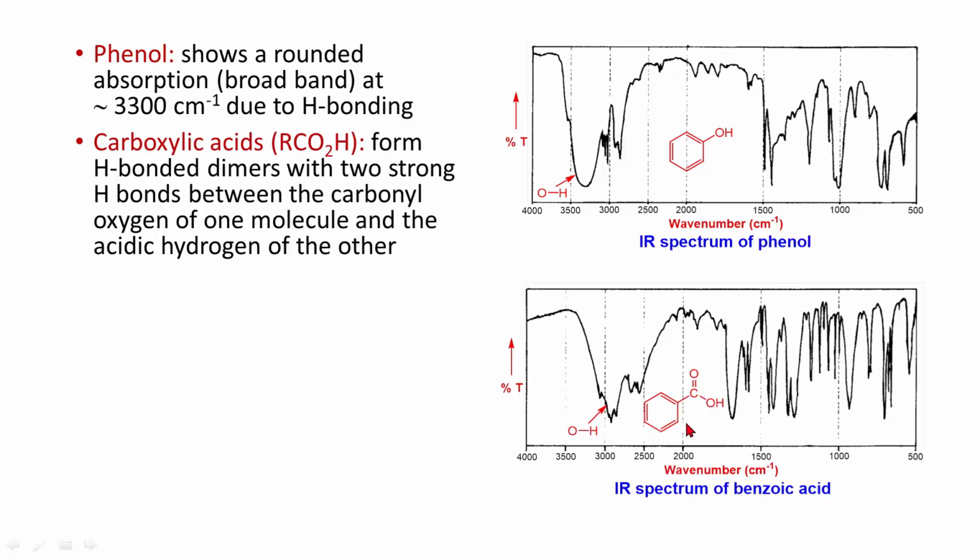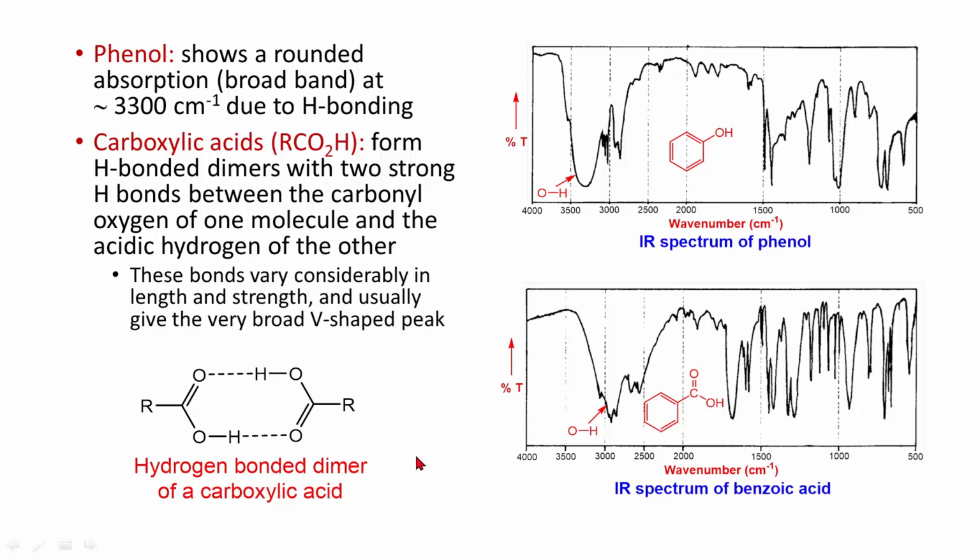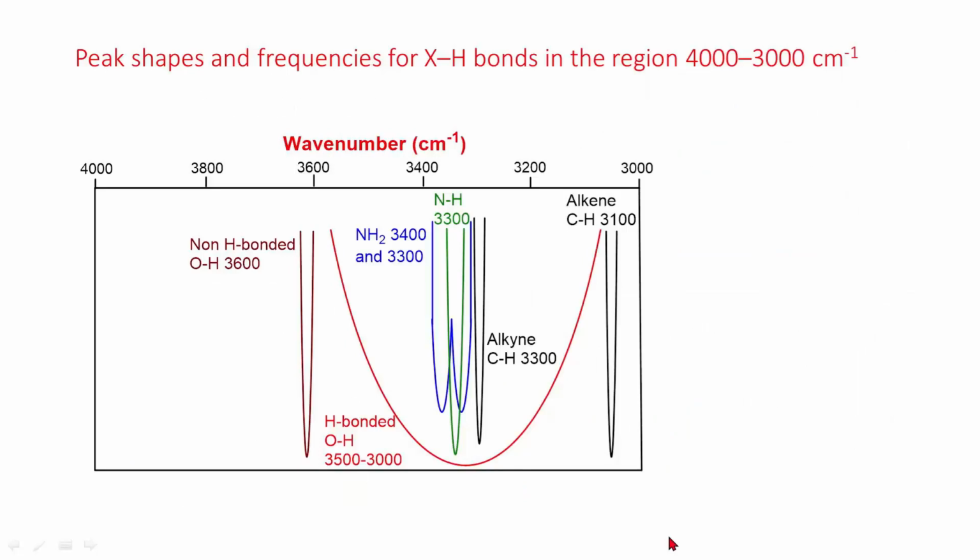In case of carboxylic acid, it forms hydrogen bonded dimers. These bonds vary considerably in length and strength and usually give rise to a very broad V-shaped peak. Peak shapes and frequencies for XH bonds in the region 4000 to 3000 cm⁻¹. Non-hydrogen bonded OH group appears at 3600 cm⁻¹ as a sharp peak.